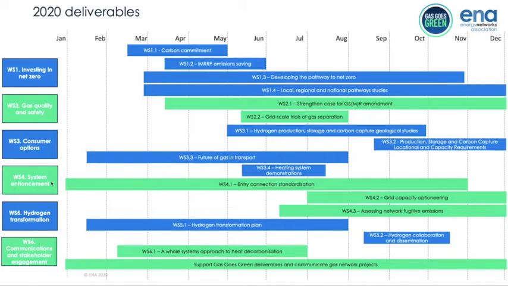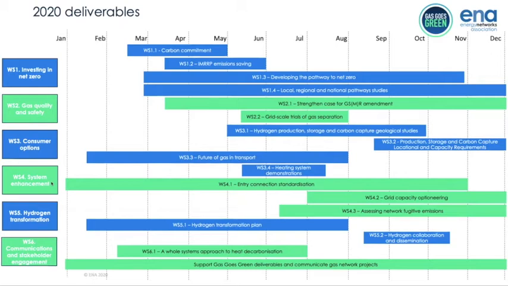Also coming up, we have a short piece of analysis that's being finalized currently looking at reductions in leakage emissions from across the different gas distribution networks. We also have some work coming forward on local, regional and national pathway studies. And these really are looking to add granularity to the high level pathway study that really kicked off this program of work. And also over the next couple of months, we're developing a detailed hydrogen transformation plan for the networks.